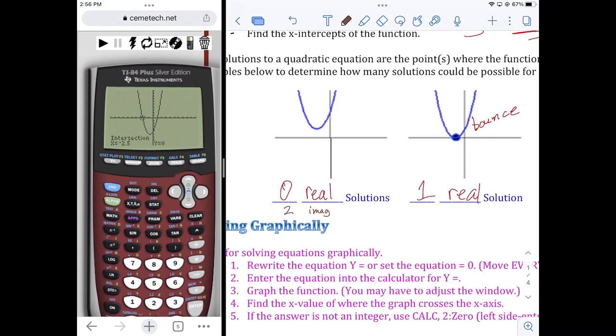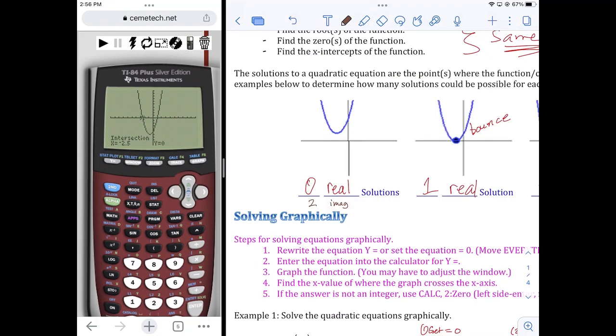And then when it bounces, it is there twice. It's real. It's just a double. It's a double root.